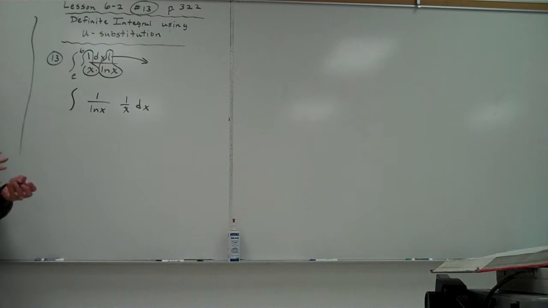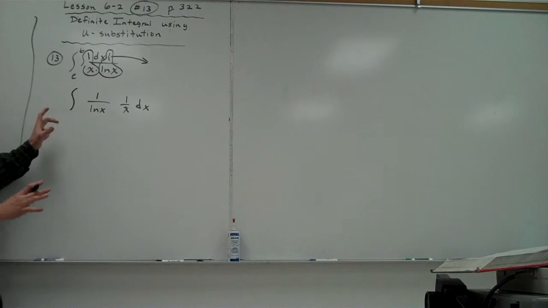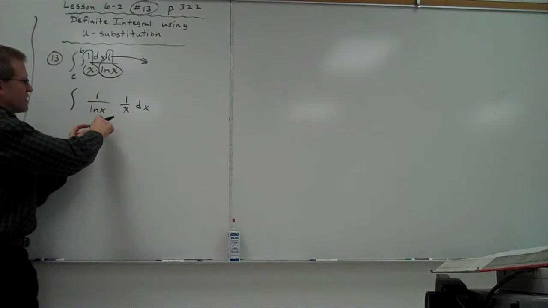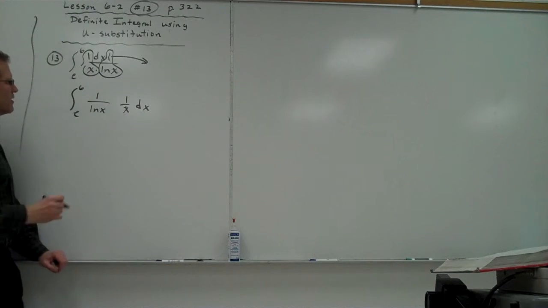And you'll learn, when you see natural log integrals, that this is the technique you want to use. Get everything off to the side except for the 1 over natural log of x. And we're going from e to 6.